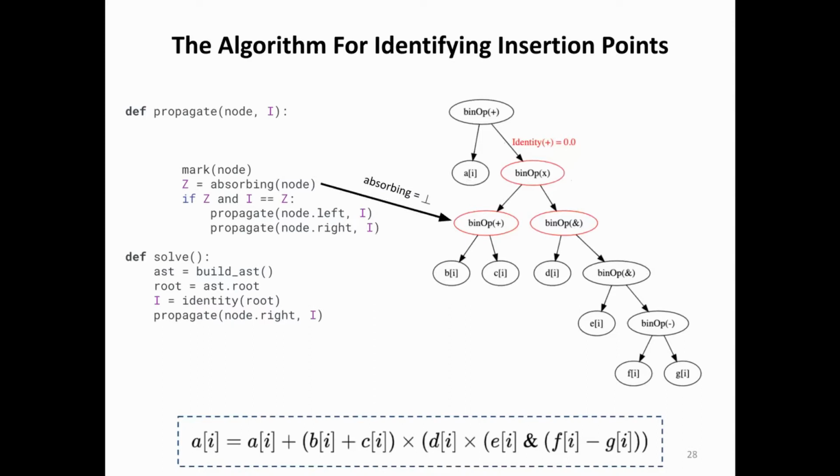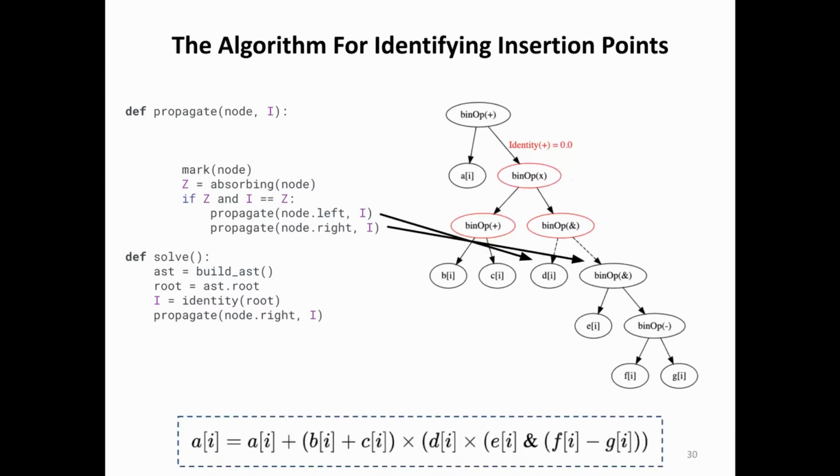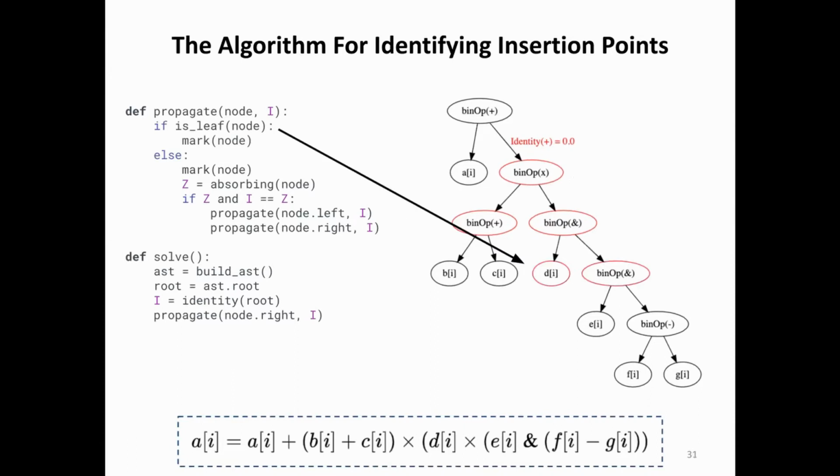The node on the left does not have an absorbing element, and the node on the right does. The node on the right is a binary AND, and the absorbing element of a binary AND is 0. We call the propagate function for the child node. If the node is a leaf, we mark it as red.